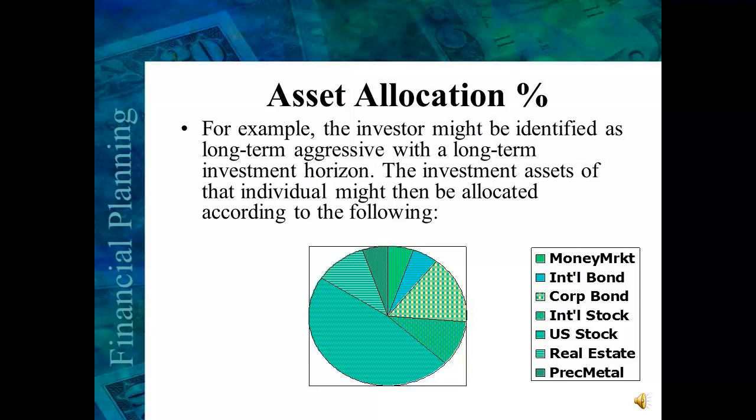In making client presentations, the CFP and other professional planners might use a pie chart graphic, similar to the one on this slide, to help the client visualize what an appropriate asset allocation for them looks like. Consider this chart for a moment. In this example, the investor has been identified as long-term aggressive with a long-term investment horizon. The investment assets of that individual might then be allocated according to the following distribution.